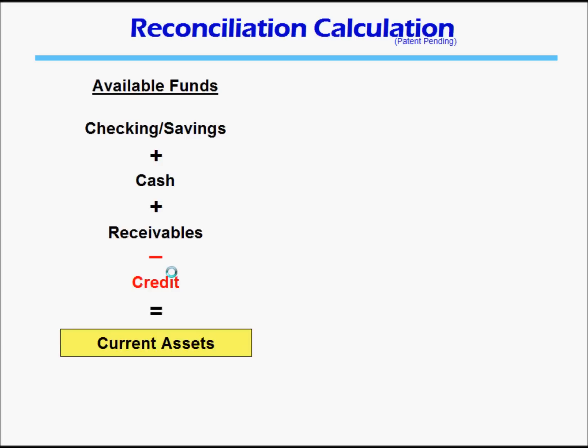3D budget refers to this result as your current assets. Everything except for cash is calculated automatically by the application, and you can review this value at any time by simply opening the reconciliation screen.